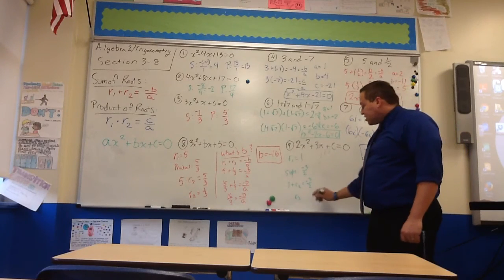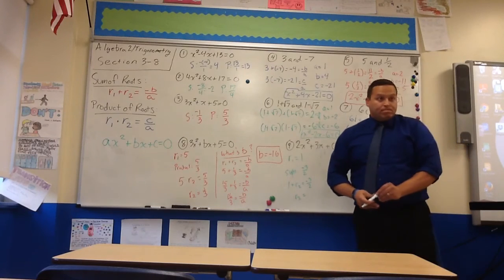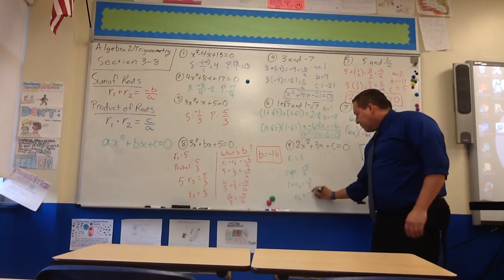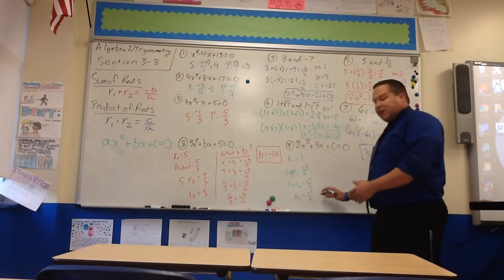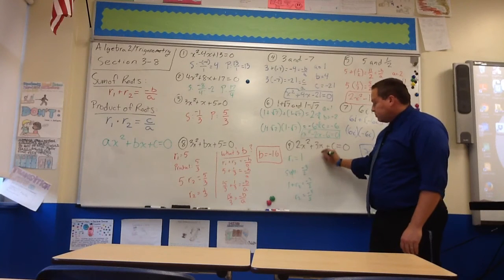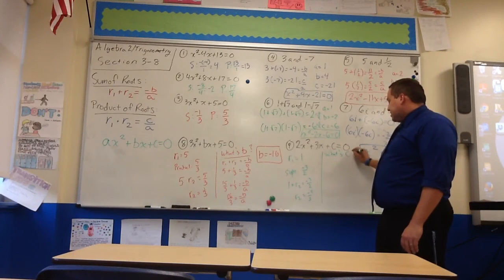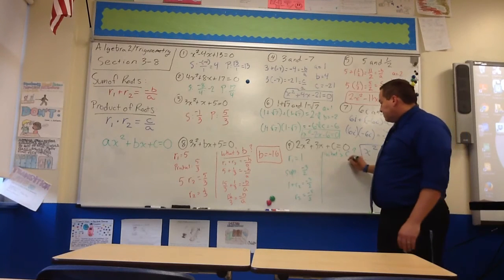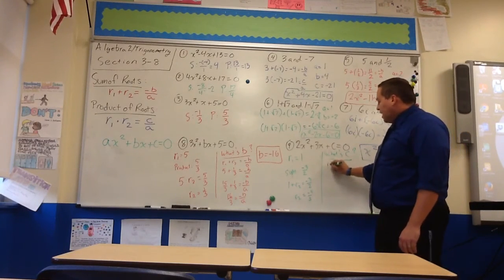Subtract 1 from both sides. What do you get? Negative 5/2. Notice this matches up again that my a is 2. But I want to know what's c. c we can find by doing the product.